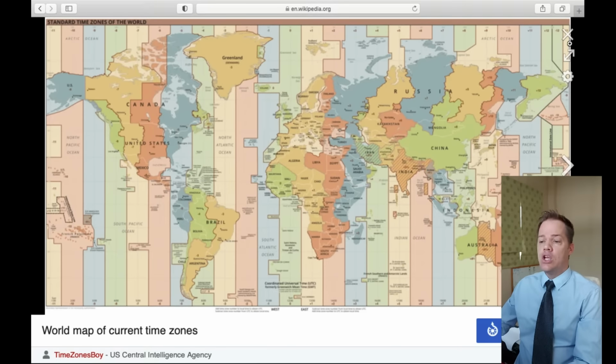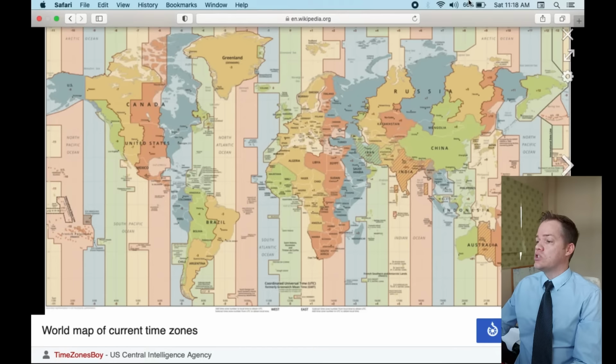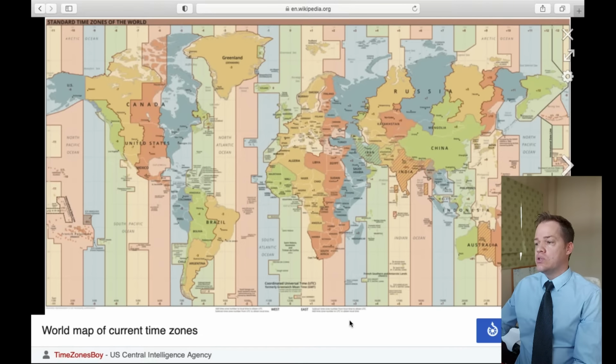But even there, you'll notice that the lines are not straight, and it is because there are different regions, of course, and those countries are subdivided into states or provinces or places like that. And so the lines are simply following the borders of those areas.